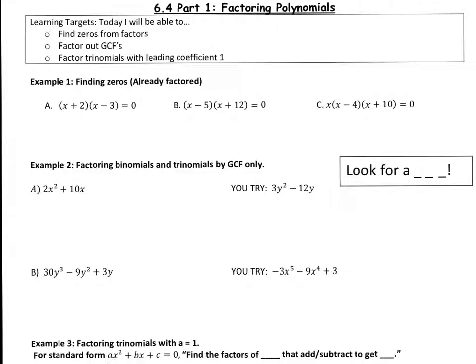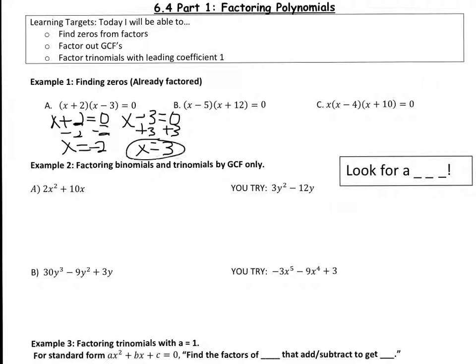We already learned how to find the zeros when polynomials are already factored. Basically, what we're doing is setting each of the factors equal to zero and solving them. So if you remember, we would get negative 2, and over here, x minus 3 equals 0, we would get positive 3. We basically skip that work step and just jump to immediately flipping the signs. So one zero would be positive 5, and one zero would be negative 12.